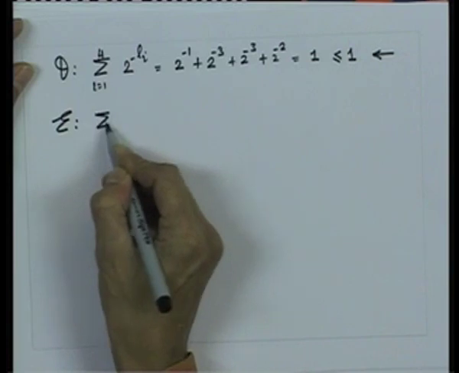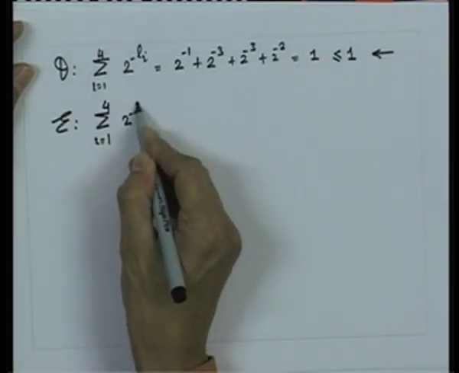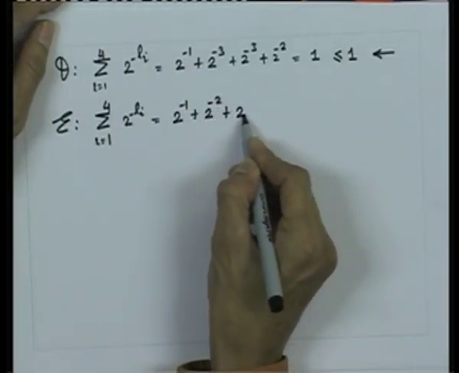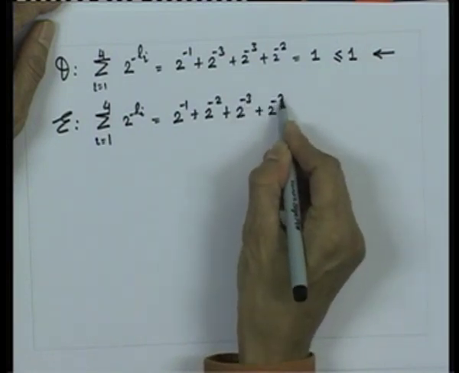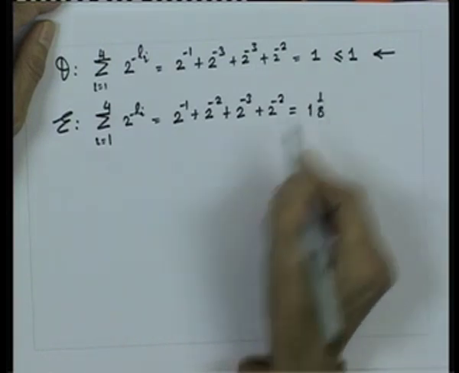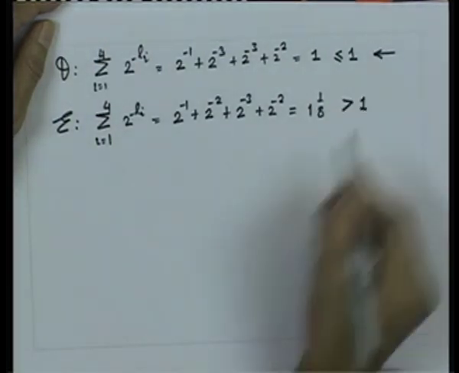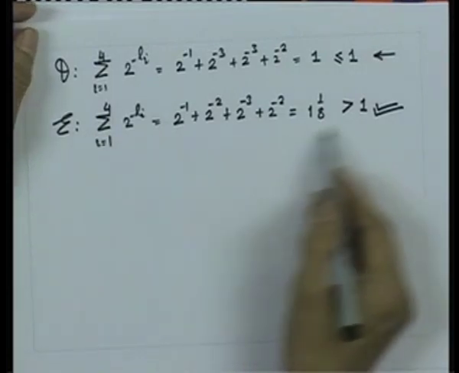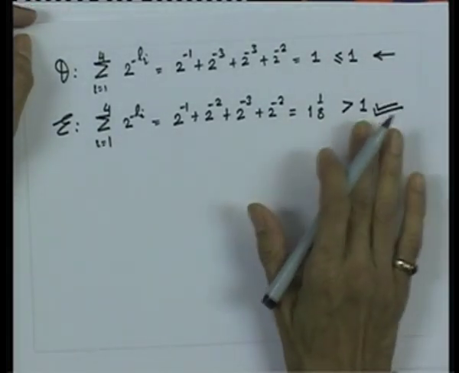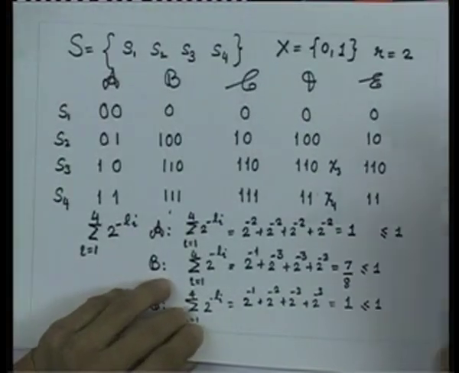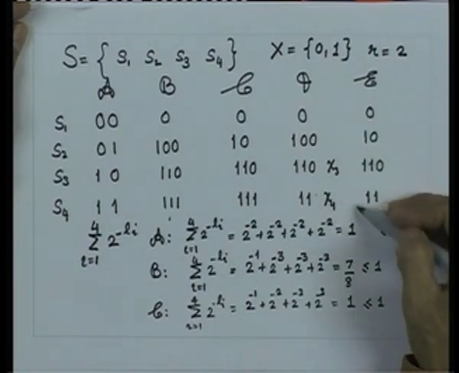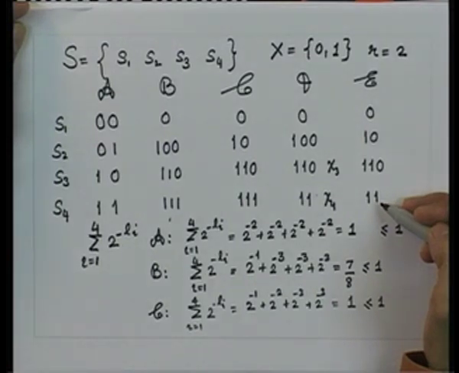And finally, if you look at the code E and evaluate this expression, we get 2 raised to minus 1 plus 2 raised to minus 2 plus 2 raised to minus 3 plus 2 raised to minus 2, and this turns out to be greater than 1. As soon as this inequality is not satisfied, I can immediately say that I cannot have this as an instantaneous code, because the code word lengths themselves violate the condition required for an instantaneous code.